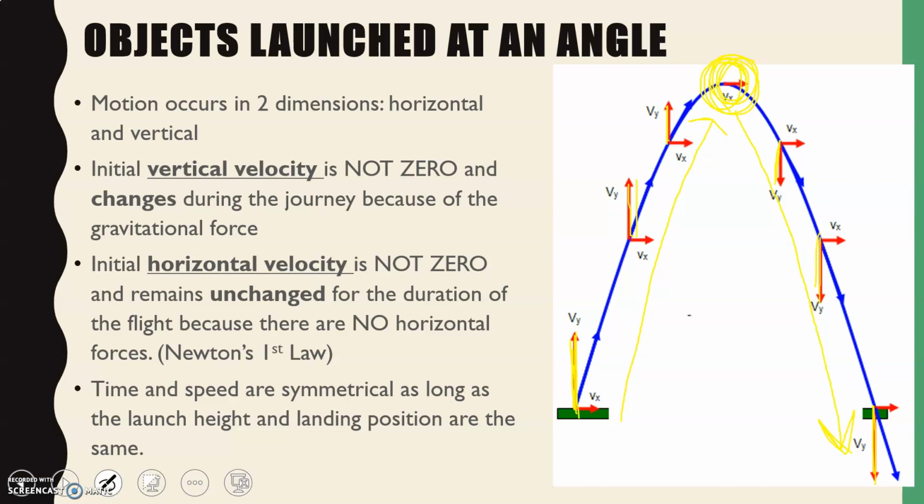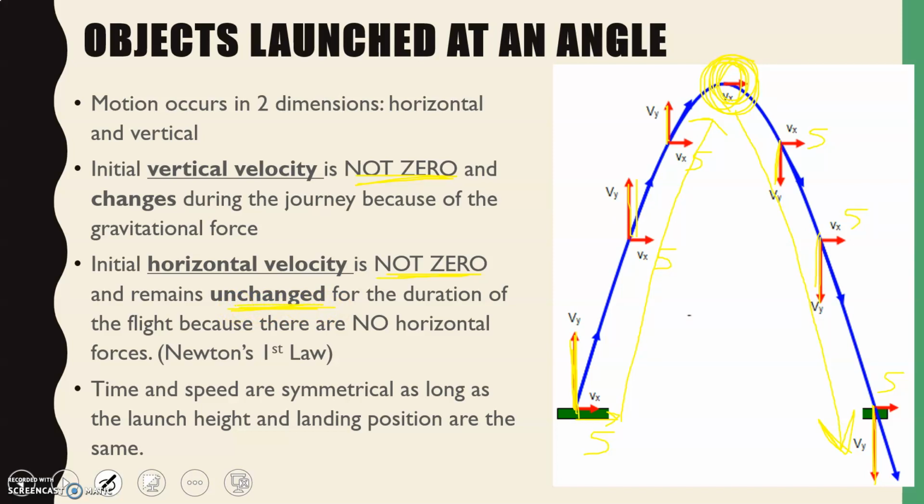So the horizontal velocity is also not zero. So they're both not zero to start off with. Our horizontal velocity is whatever our launch velocity was. So in this case, we said it was 5. Our horizontal component remains 5 for every part of our journey because our horizontal velocity remains unchanged.